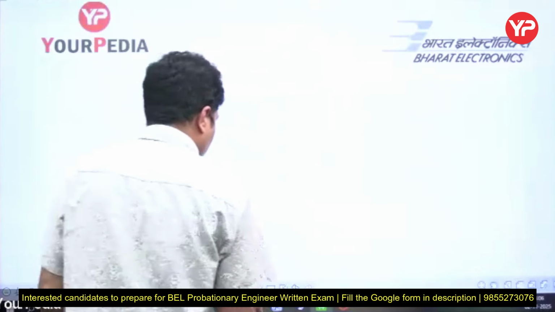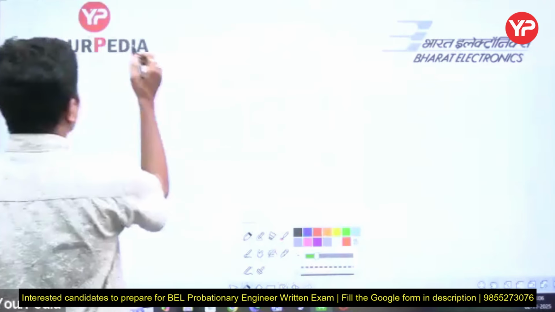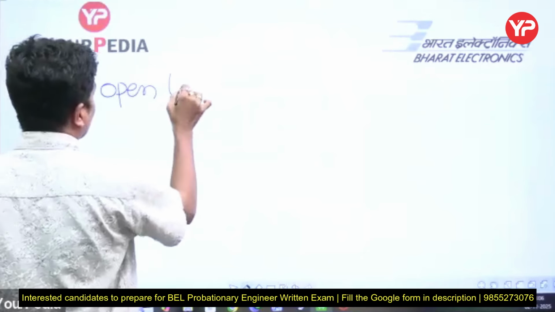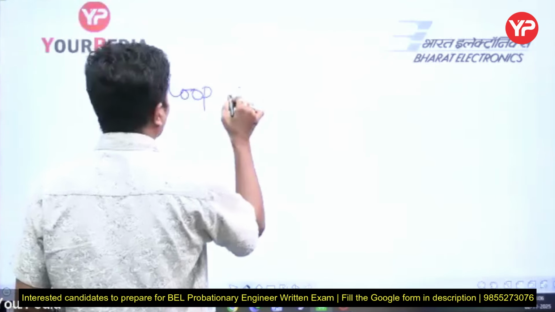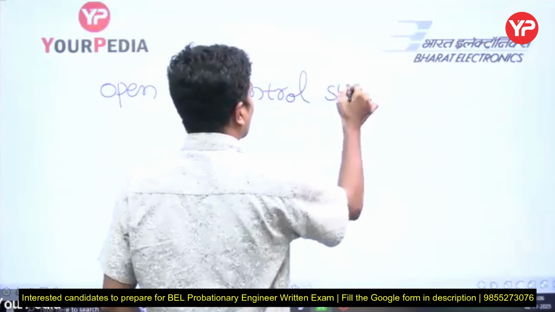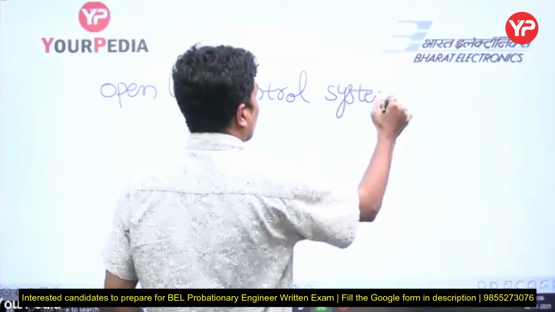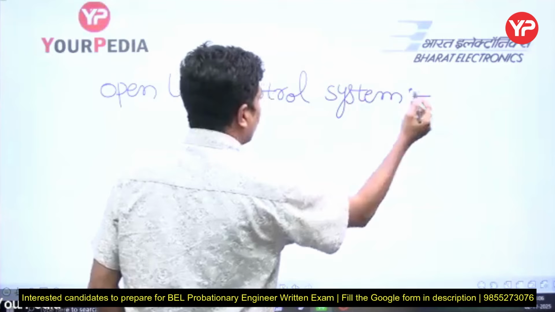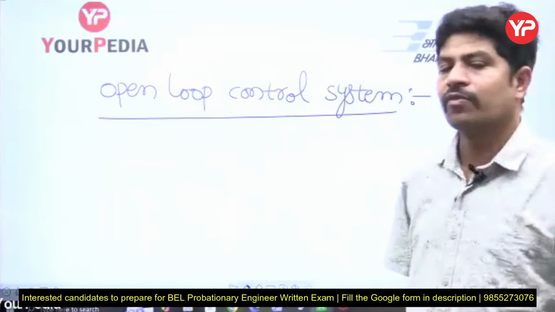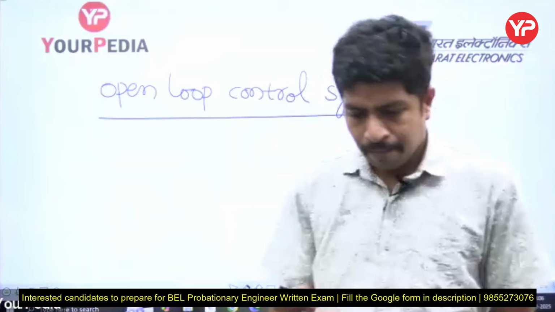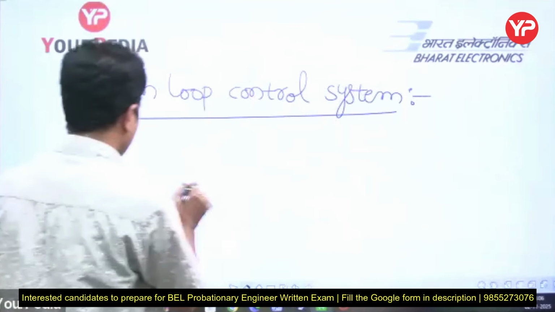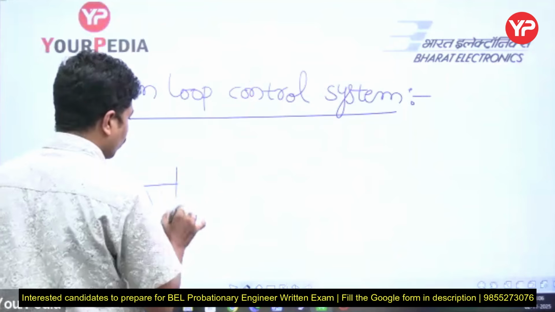What is that? Open loop and closed loop control system. Open loop control system. What is an open loop control system? Very simple it is. See, if the control signal, you see here, very simply I'll teach you.